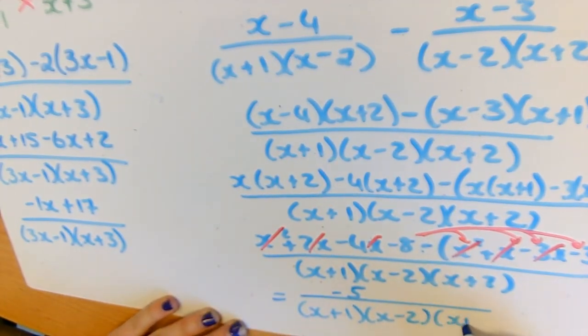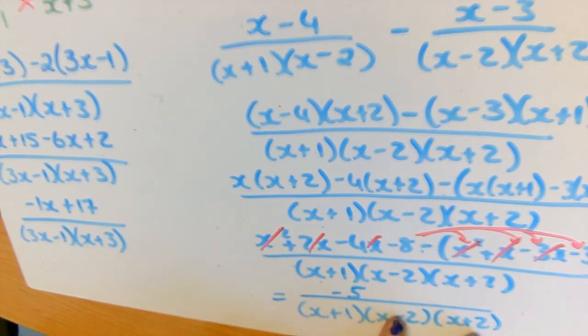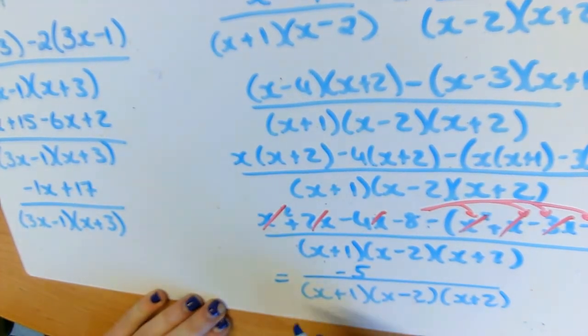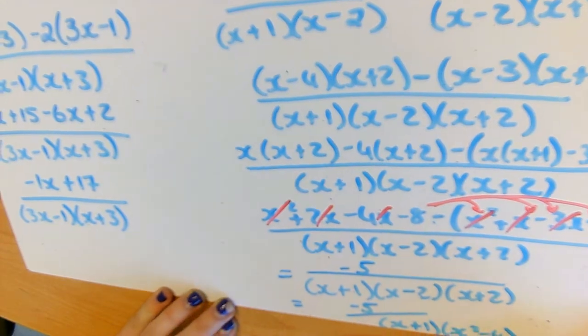by x plus 2. And if I wanted to go one step further, guys, I can see that these two brackets together go back into being a difference of 2 squares, which means I could actually factorize them again and have minus 5 over x plus 1 by x squared minus 4. But you could have just left it here.